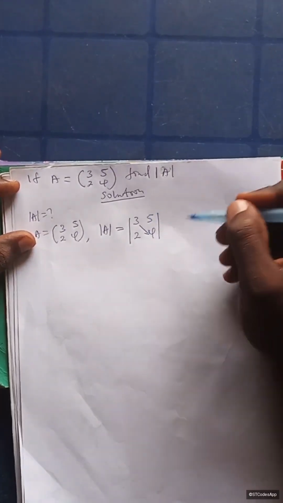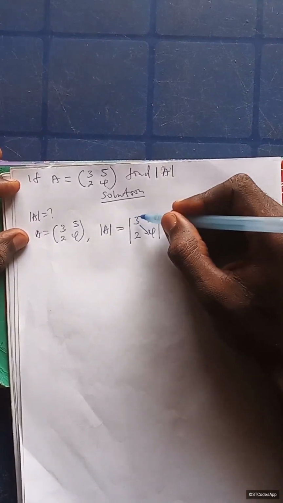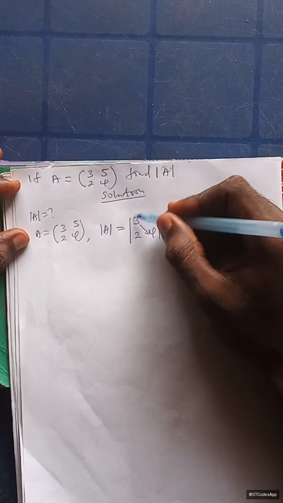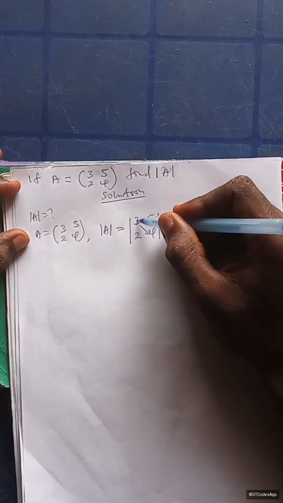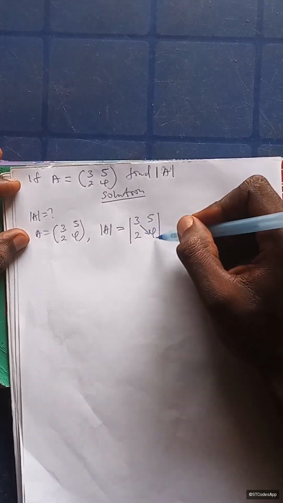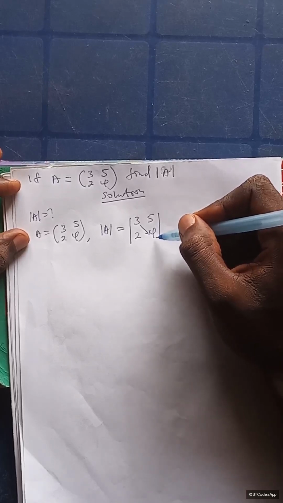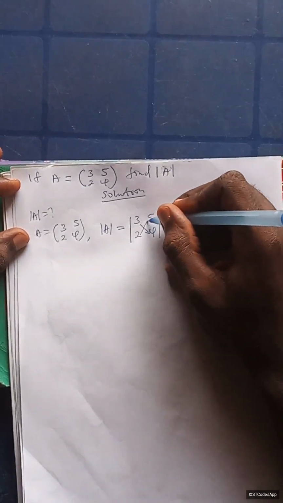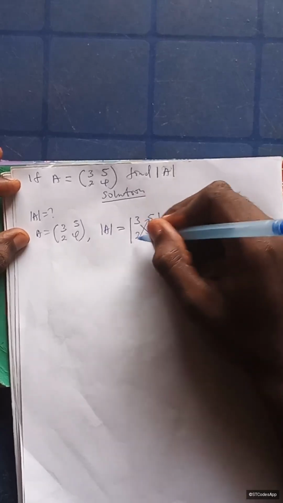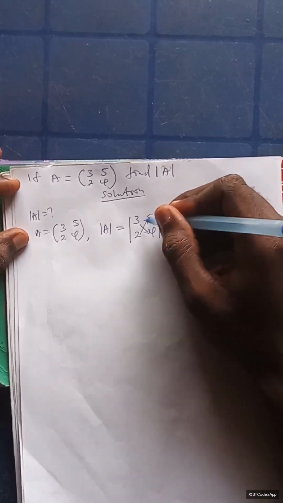Having this as it is now, we multiply the first element in the first row and the first column. The element in the first row and first column is this 3. So multiply with what? This element in the second row and second column. Likewise again, we'll multiply this element that is in the second row and first column with the element in the first row, second column.